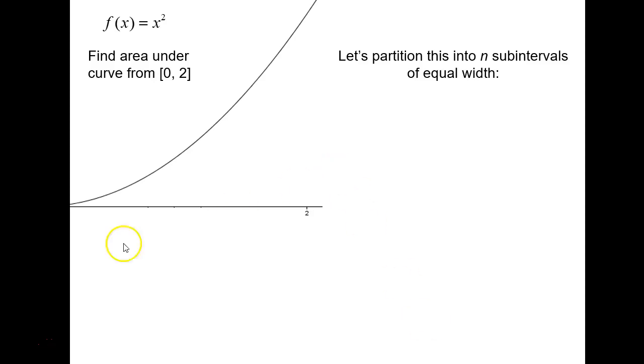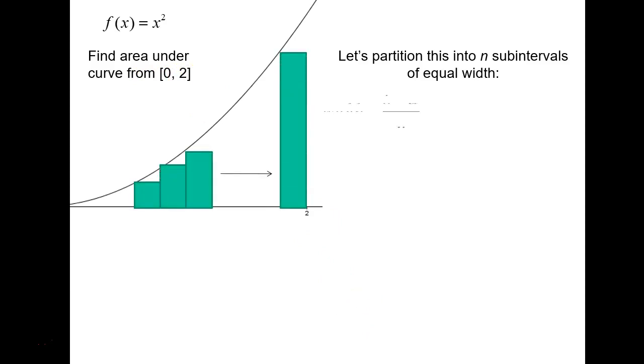So think about this. If my entire interval goes from 0 to 2, would you agree then that the width of each rectangle would be b minus a over n? So in my example, 2 minus 0 divided by n. Do not overthink this. 2 minus 0 is the entire interval. If I divide it by the number of rectangles I have, that would be the width of each rectangle. So my width is 2 over n.